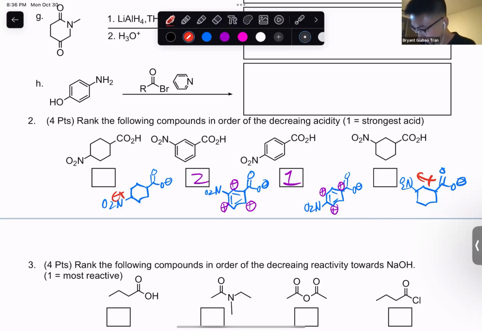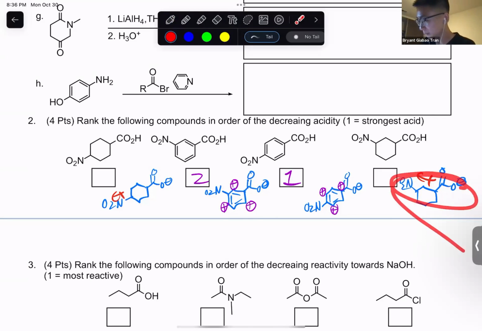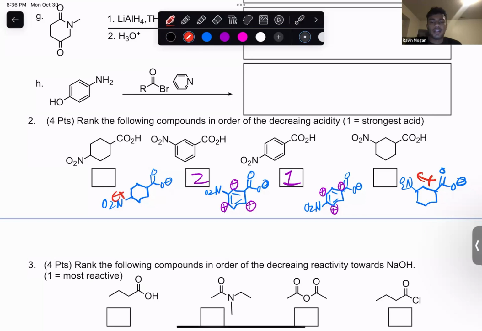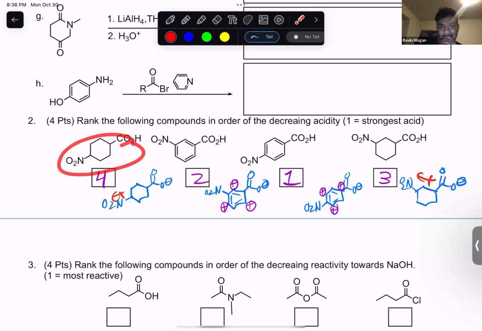Ortho and para are only for benzene rings, right? So what do you think is more stable, the one stabilized by the closer NO2 or the further NO2? So the last one is stronger, and then four. Okay, got it. Be careful, this is not a benzene ring.